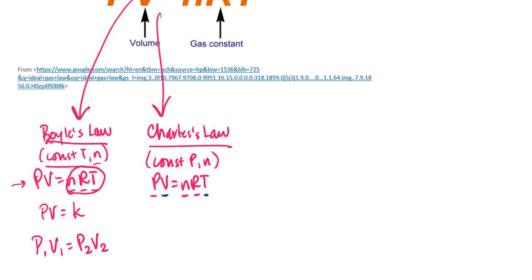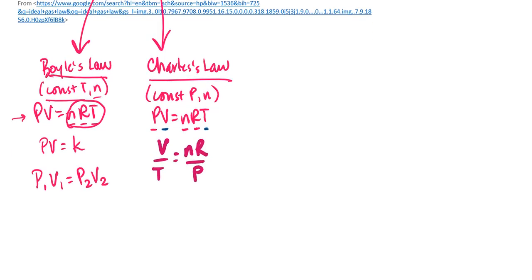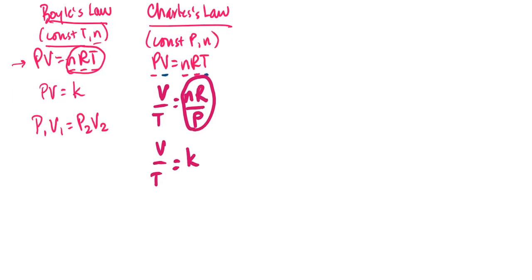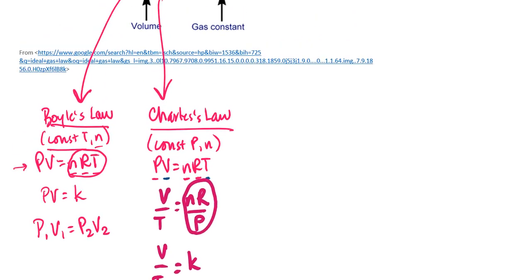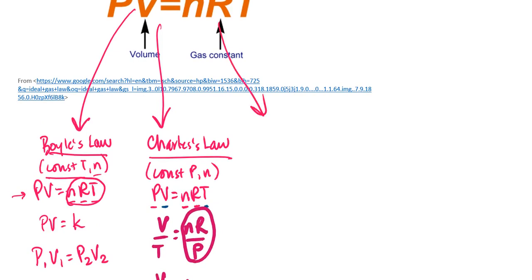So if I do that, what I get is the volume over the temperature is equal to nR over P. And again, since all of these quantities are being held constant for this scenario, that would mean that the volume over the temperature is equal to some constant. If I'm considering, again, initial and final conditions, then this could also be written as V1 over T1 is equal to V2 over T2. Now, let's actually see if we can piece together Avogadro's law.